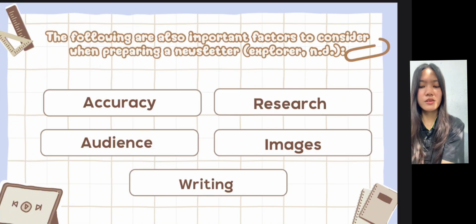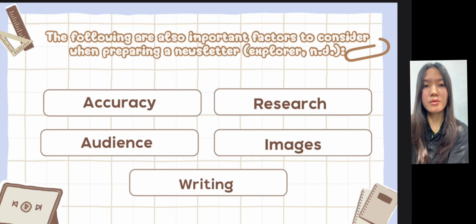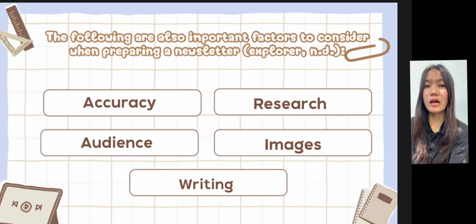So the following are also important to consider when preparing a newsletter. First is accuracy. So syempre, when making a newsletter, dapat make sure that the information is correct and true. Kasi nga, di ba, ang pinag-uusapan natin dito is news and information. So, dapat correct yung information na nilalagay natin sa newsletter. Next is the audience. So, syempre, dapat kailangan din natin isipin kung sino ba yung magiging audience natin or kung sino ba yung makakabasa nitong newsletter na ito.